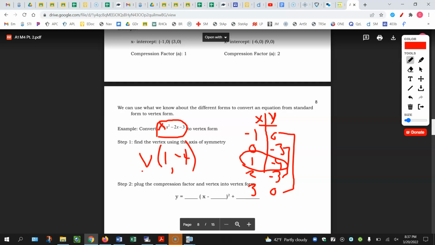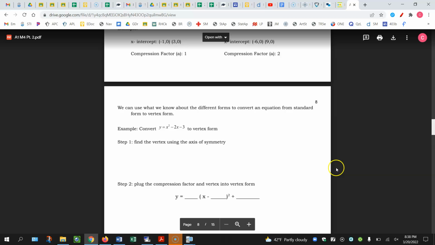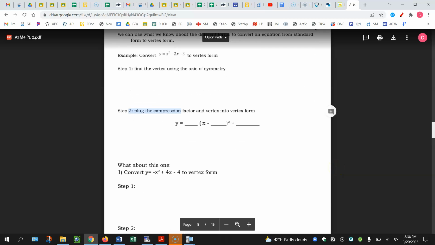And we want the value of a. A is the number in front of the x squared. So if I go up here, a is 1, it's 1x squared. Now we're going to put this into vertex form using that information. Let me see if I can scroll down now.